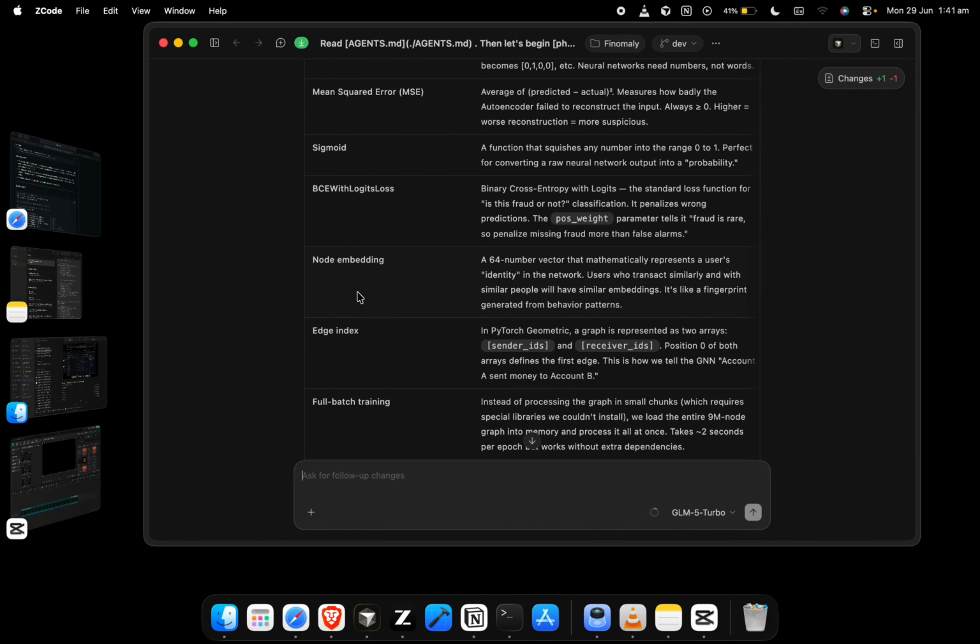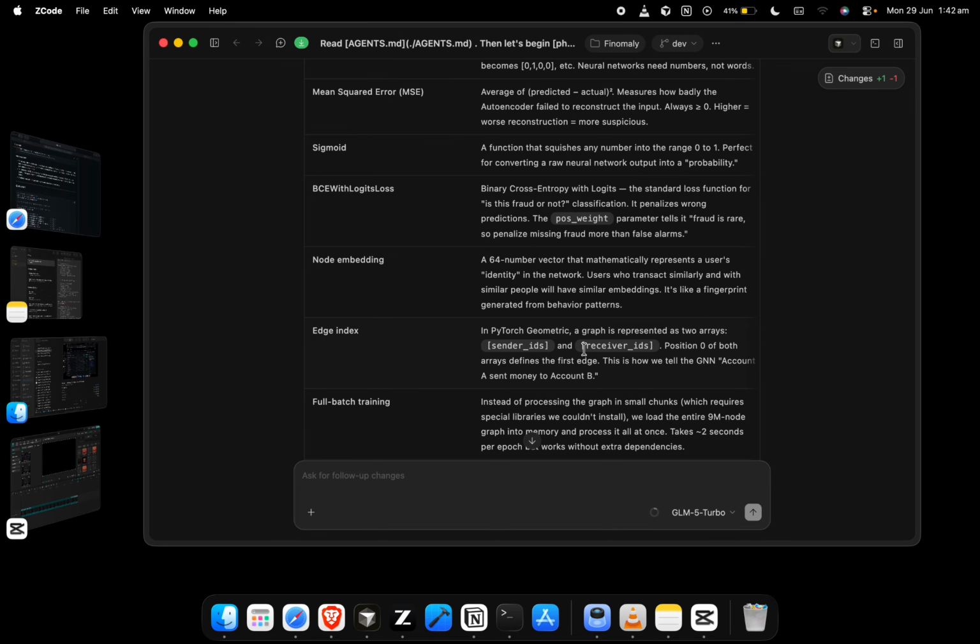Node embeddings, this is a 64 number vector that mathematically represents a user's identity in the network. Users who transact similarly and with similar people will have similar embeddings. It is like a fingerprint generated for behavior patterns. Edge index, in PyTorch Geometric, a graph is represented as two arrays, sender IDs and receiver IDs. Position 0 of both arrays defines the first edge. This is how we tell the GNN account A sent money to account B.